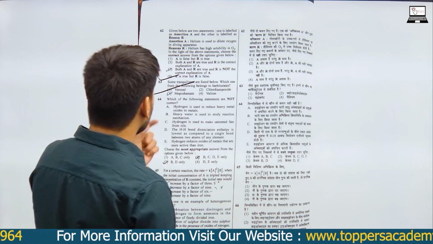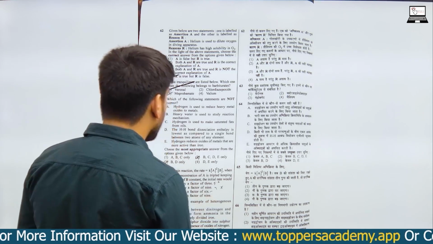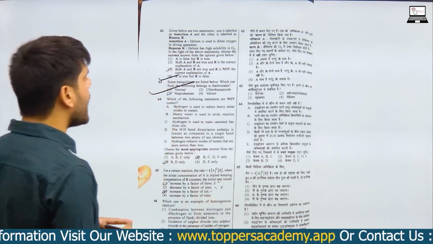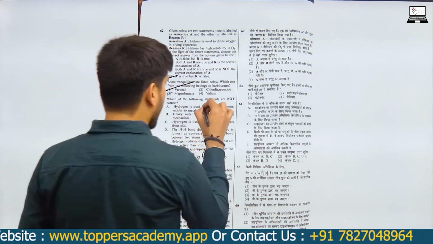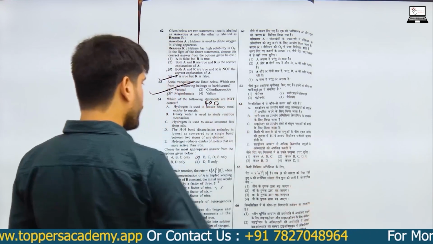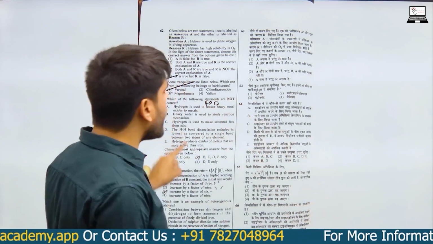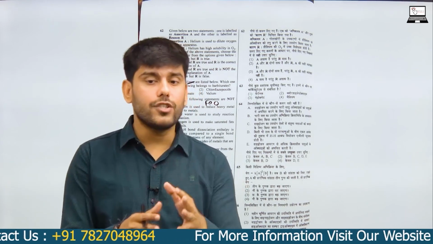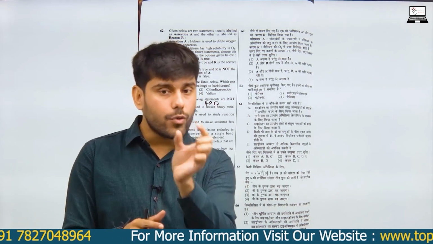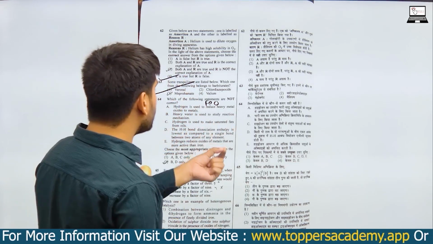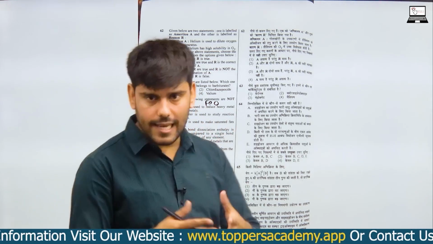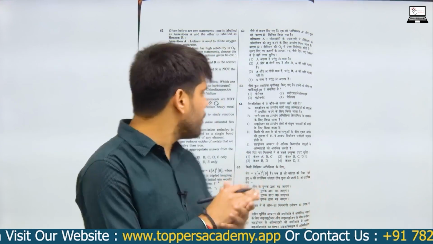Yes. Next, which one of the following statements are not correct? Hydrogen is used to reduce heavy metal oxides to metals. Yes, heavy metal oxides like FeO. Heavy water is used to study reaction mechanism. Yes, especially in the exchange reactions where we exchange the hydrogen atom with deuterium. Absolutely correct. Hydrogen is used to make saturated fats from oils. Yes, we use it for the hydrogenation purpose.